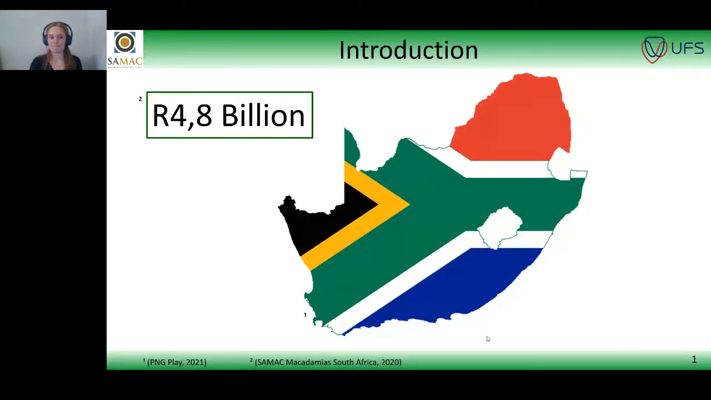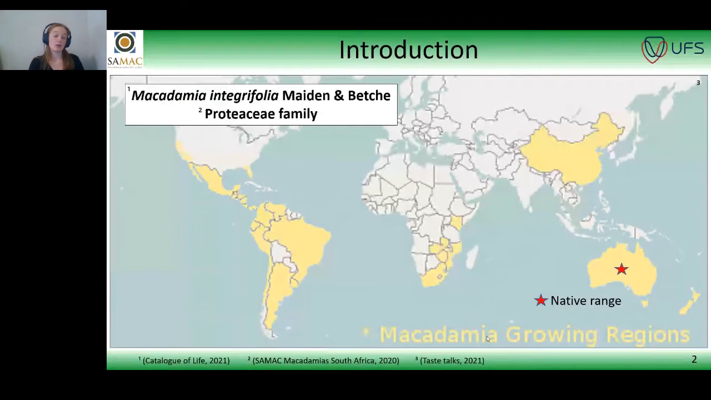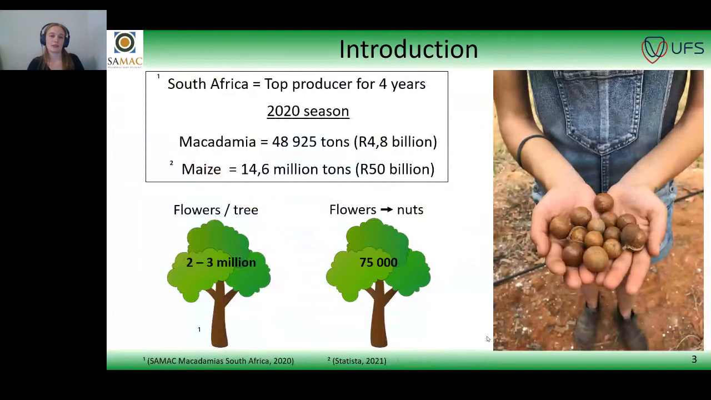Let me explain why. Macadamia is grown all over the world, but South Africa has been the top producer of macadamia for the past 4 seasons. If we look at the diagram on the bottom left, we see that each macadamia tree can produce between 2 to 3 million flowers per tree. Only 75,000 of these flowers actually end up producing a nut that is harvested at the end of the day. We therefore see that pollination is only successful around 0.3% of the time.